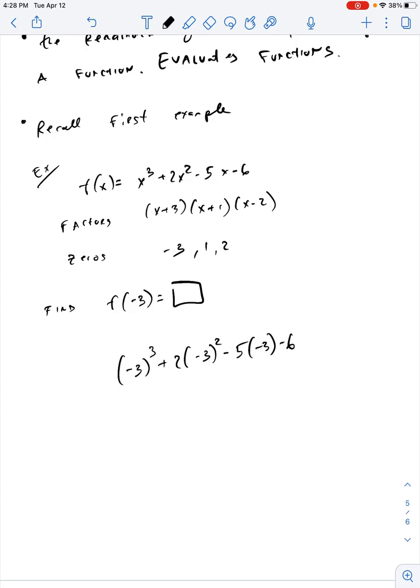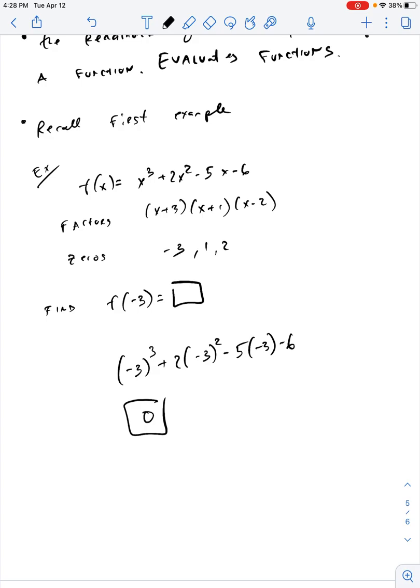You should notice that gives you 0. All right, so that's another way. We don't always have to do synthetic division or long division. I mean, we could always just evaluate it as well if we wanted to.